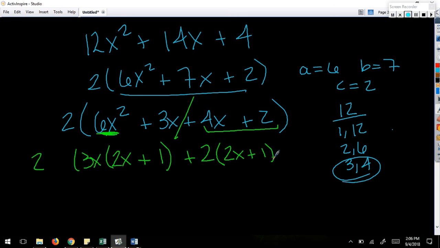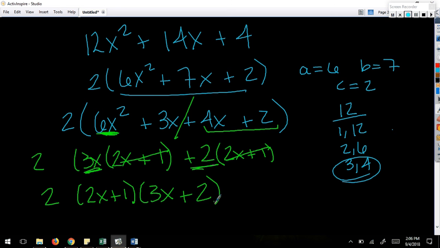Now what happens? Do you notice that these two sets of parentheses are exactly the same? Right? 2x plus 1. What I'm going to do now, and this is the last step in factoring, you know how we've been taking an x out? Now I'm going to take out a 2x plus 1. And if those are gone from each one, what's left? 3x plus 2, all squared. Now it is factored.